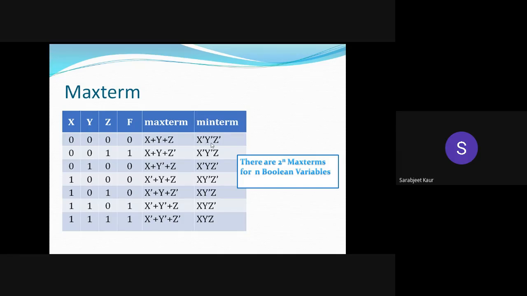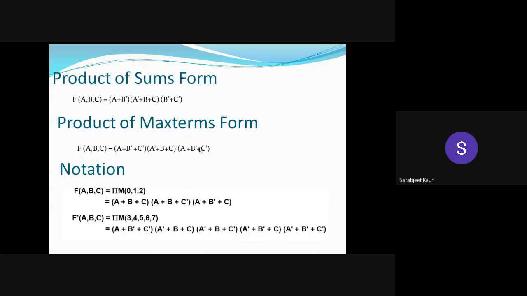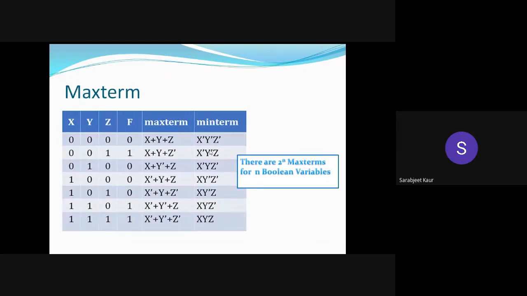Yes or no? Yes, ma'am. And let us see whether the vice versa is true or not. So let us apply De Morgan's law to the min term now. When I apply De Morgan's law here, x and y and z is changed to x or y or z, which is this max term.